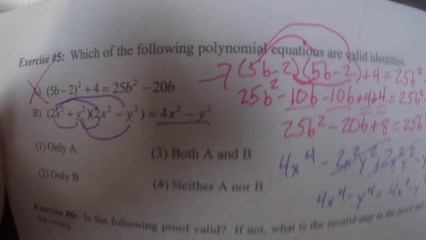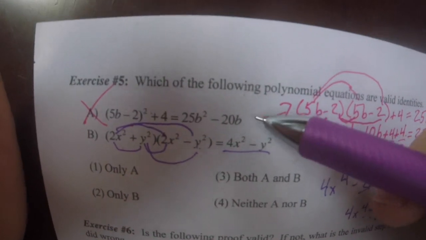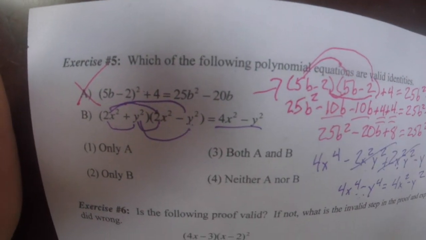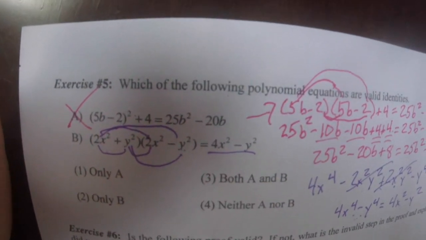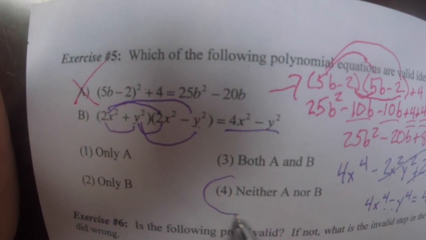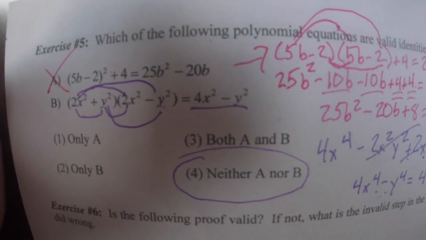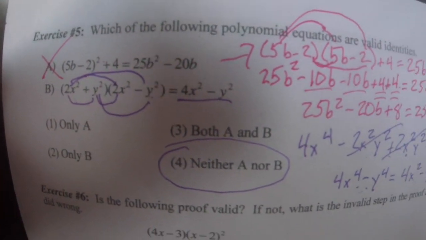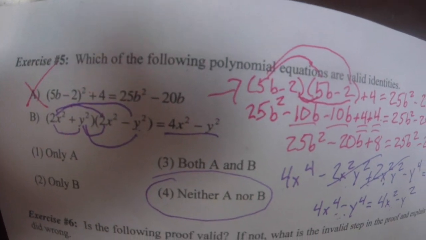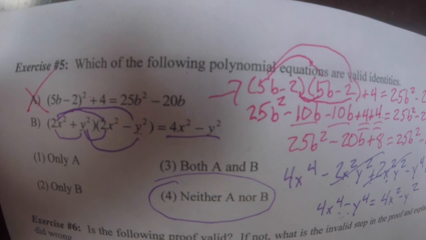So, is this an identity? Absolutely not. So, part A is not an identity. Part B is not an identity. Which answer am I going to circle? I think it's choice 4. Neither A nor B. All right, let's move on to exercise number 6.